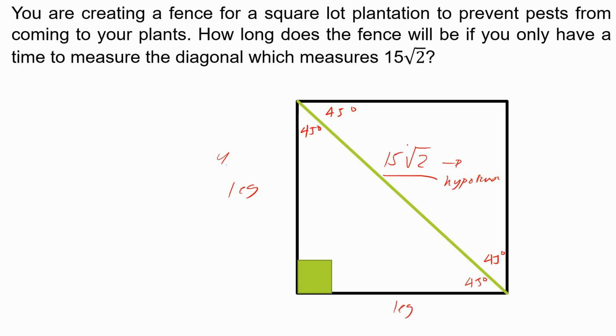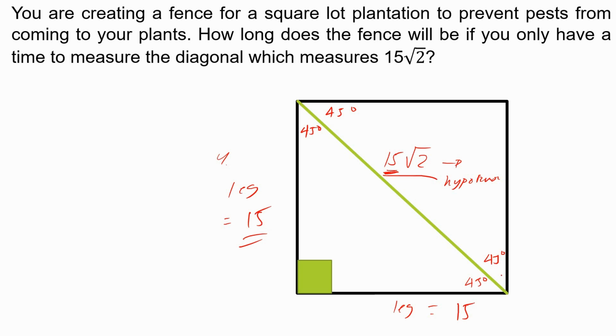As a review, to get the value of a leg from the hypotenuse, you'll just get the number which is beside the radical symbol, which is equal to 15. That would mean the value of this leg is equal to 15. And according to the definition of a 45, 45, 90 degree triangle, the legs have the same measurement. They are equal in measurement. So we can assume that this is also 15.